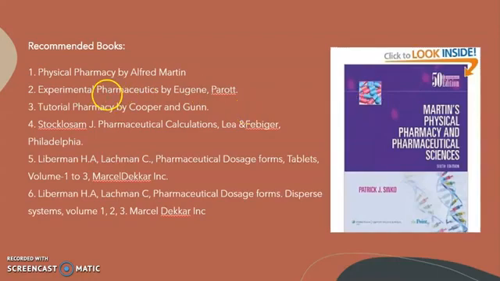Other books which are recommended are Experimental Pharmaceutics by Eugene, Tutorial Pharmacy by Cooper and Gunn, Pharmaceutical Calculations, then Lieberman-Lachman Pharmaceutical Dosage Forms for Tablets, Volume 1, then Pharmaceutical Dosage Forms for Dispersed Systems, again by Lieberman-Lachman. Along with this, you can also refer for some chapters Physical Chemistry by Bahl and Tuli, and this book is specially helpful for studies of Unit 1 and Unit 2.